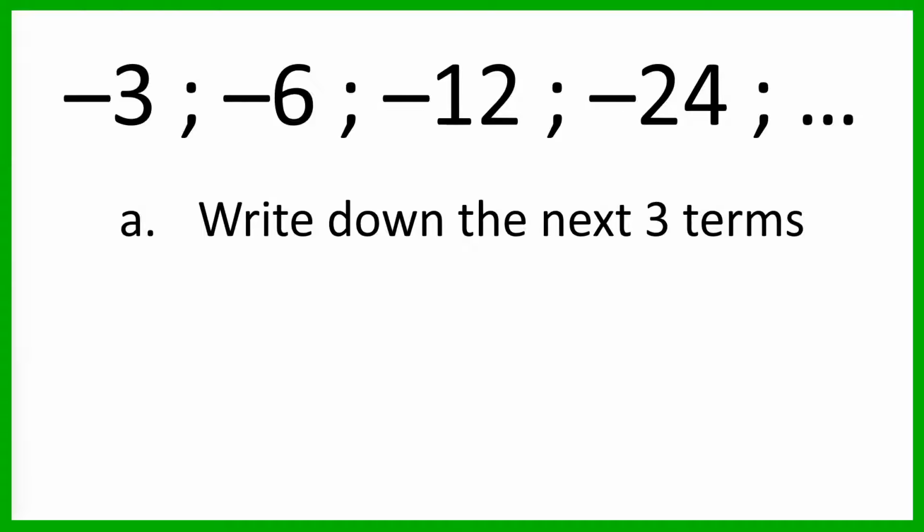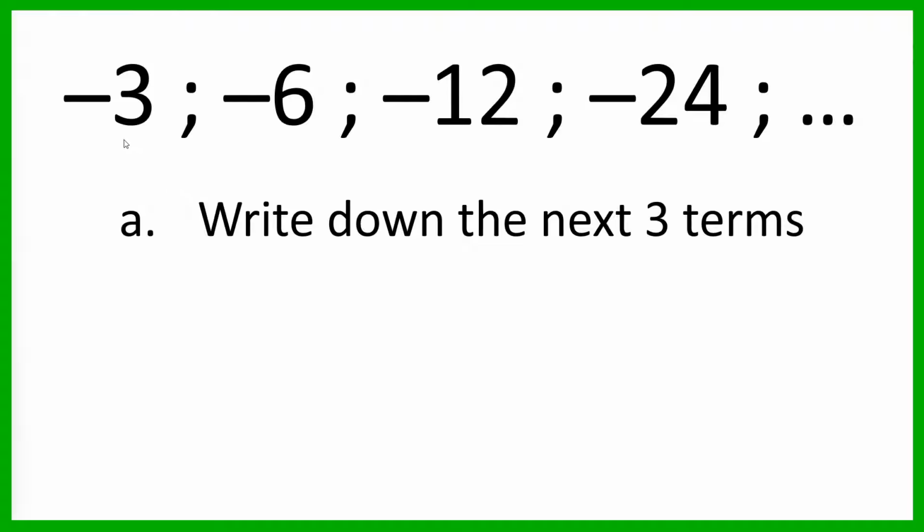Okay, so let's have a look and see what is happening as we go through this pattern. To get from -3 to -6, I could subtract 3. But then if I subtract 3 again, I'm not going to get -12. So I don't have a constant difference here. So let's look and see what else it could be.